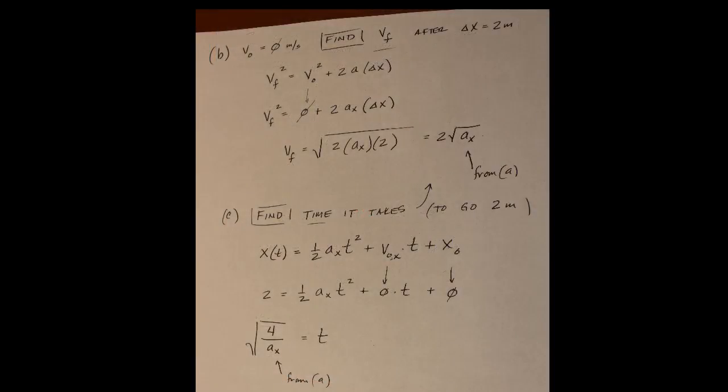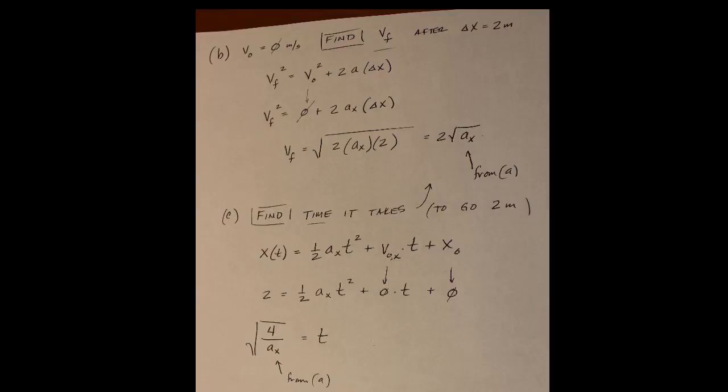For part B, you're supposed to find the final velocity after this box has moved a distance of 2 meters. And there's another kinematics equation where you've eliminated time. This really is a precursor to the work-energy theorem, but the final velocity squared is the initial velocity squared plus twice the acceleration times the distance. So just plug in the values we know.